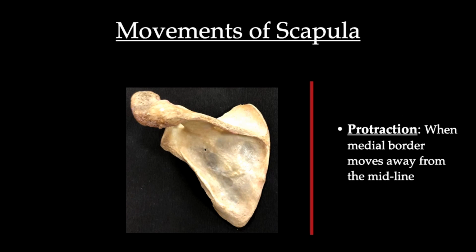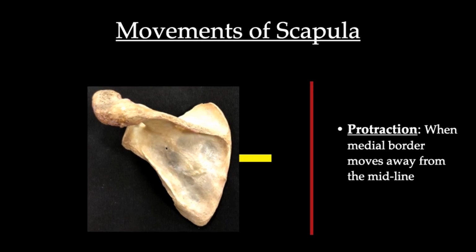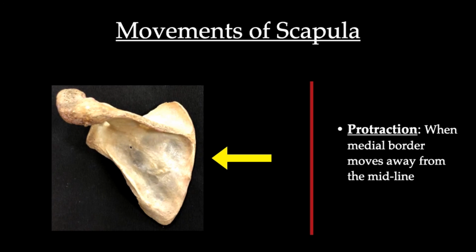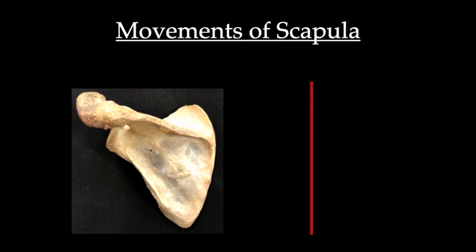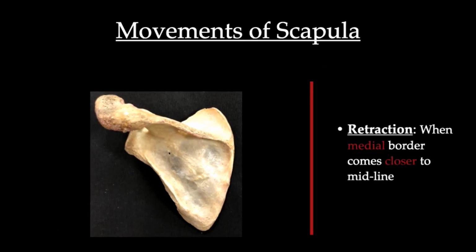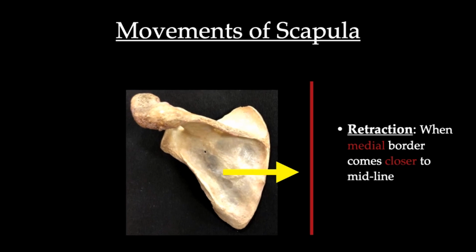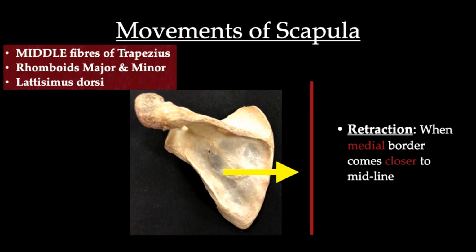So let us start with the protraction of scapula. Protraction is the movement in which the medial border of the scapula moves away from the midline, and this movement is brought about by serratus anterior, which is assisted by pectoralis minor muscle. The next movement is retraction. Retraction is the movement in which medial border of the scapula comes closer to the midline, and this is brought about by middle fibers of trapezius, rhomboid major, rhomboid minor, and latissimus dorsi.